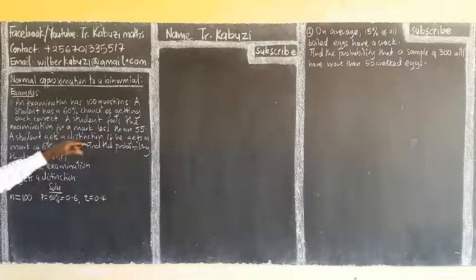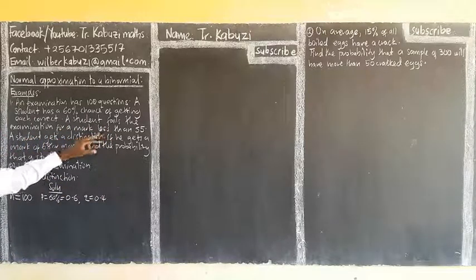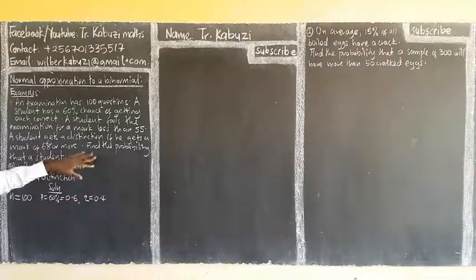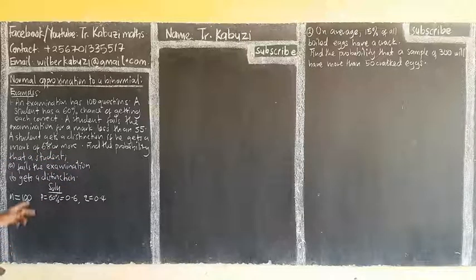A student fails the exam for a mark less than 55. A student gets a distinction if he gets a mark of 68 or more. Find the probability that the student fails an exam. So here I know that we standardize this with our mean.